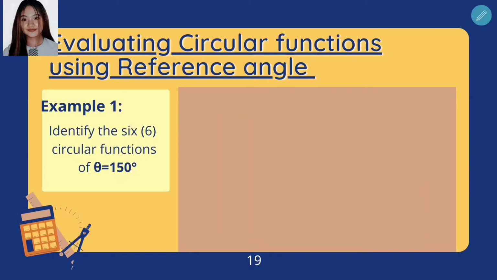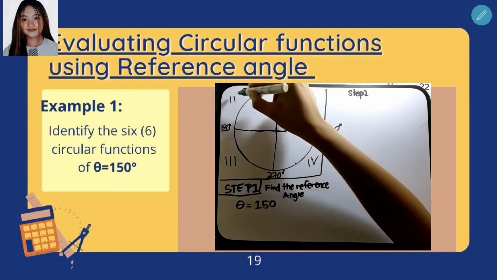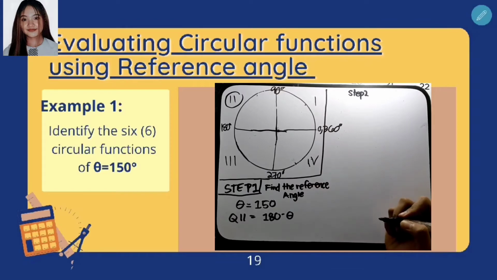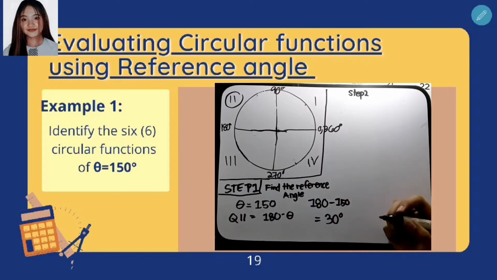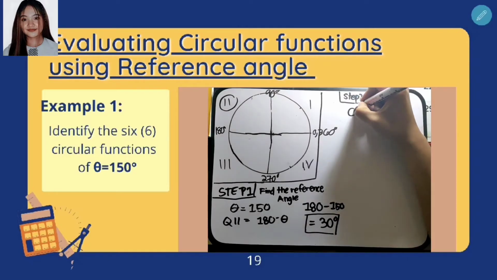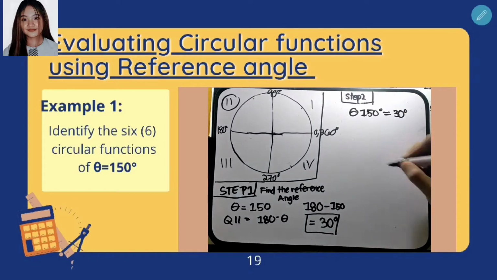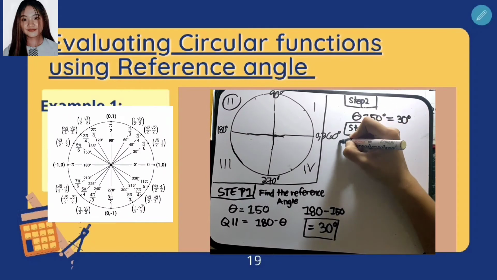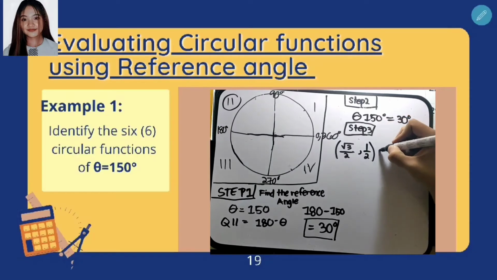Now, let's identify the circular functions of the following. For example, we have 150 degrees. First, we need to find the reference angle of it, and since 150 degrees is in quadrant 2, we will have 180 degrees minus 150 degrees, and we will have 30 degrees. Next, we will find the x and y value of 30 degrees. Since we have 30 degrees, we will have square root of 3 over 2 for x coordinate and 1/2 for y coordinate.